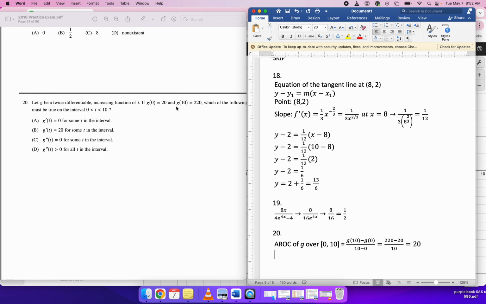It says it's twice differentiable, which means a second derivative exists. You don't even need that. All you need to know is that the first derivative exists. So I think it's B. g prime of t is equal to 20, because that's telling you that the derivative should equal the average rate of change at some moment.